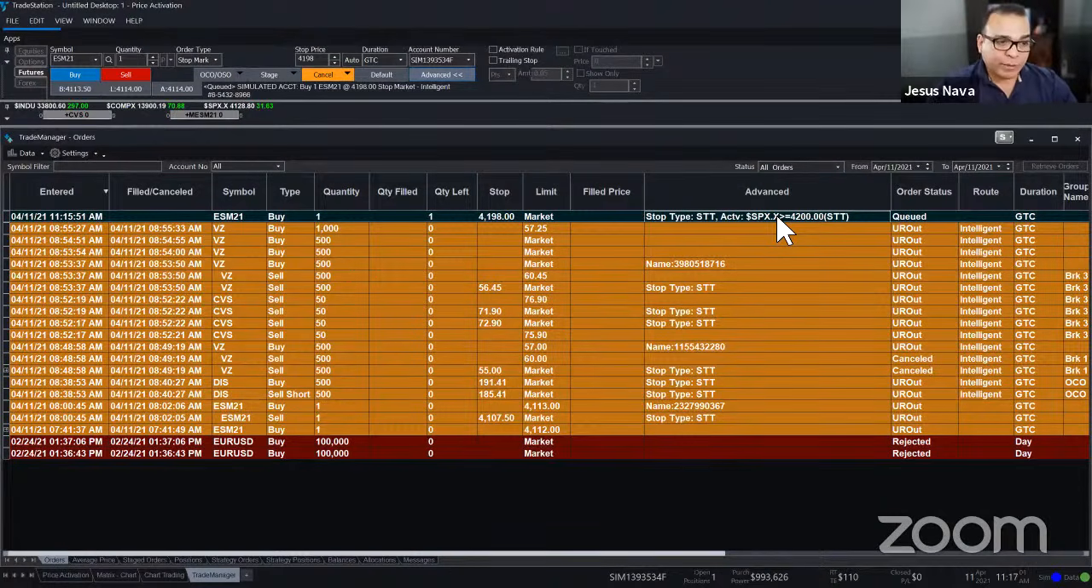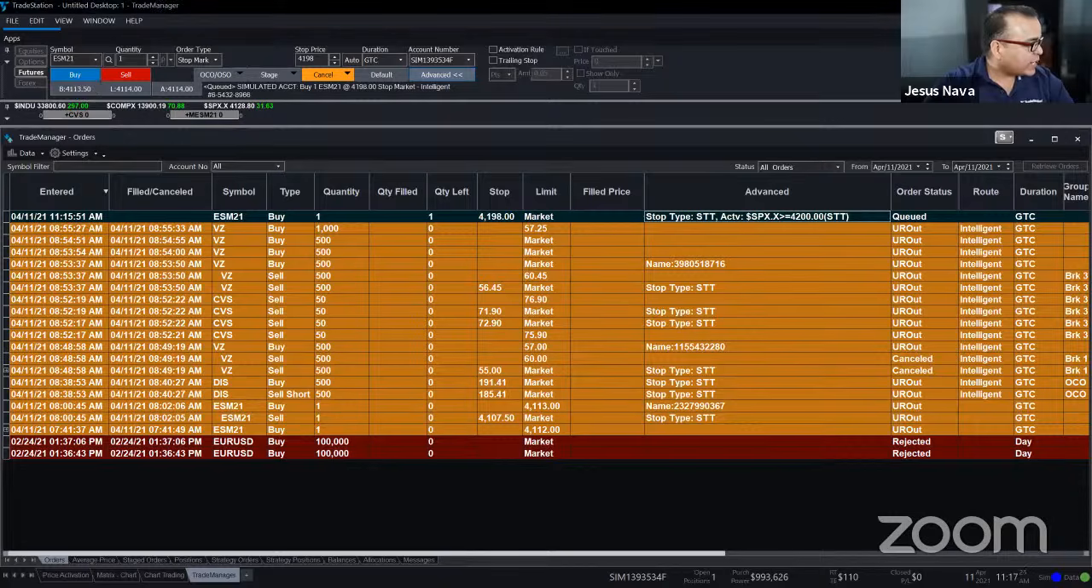So that order is going to remain in my account, part of the trade server. So I don't have to have my TradeStation open, but it's already on the server. TradeStation will monitor the values of the S&P 500. And as soon as it breaks the 4,200 mark, I'm going to have an active order to buy the futures at 41.98. All right. Excellent. So that's one of the trades that I wanted to show you. So it's a great feature.